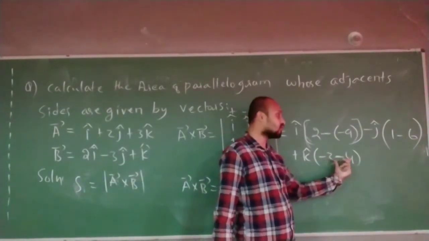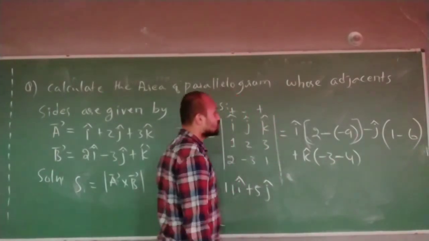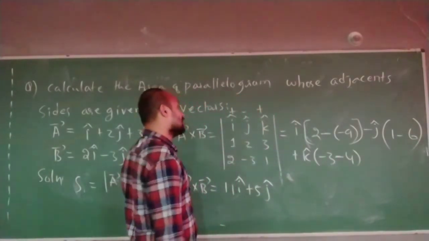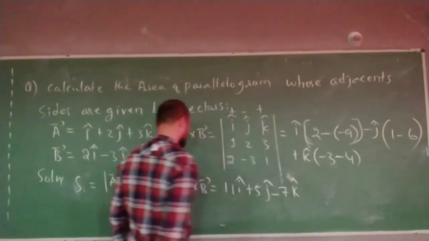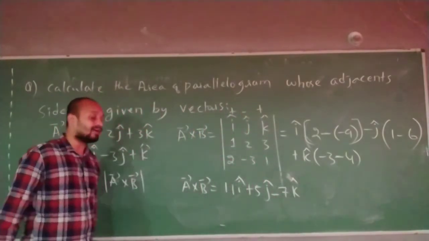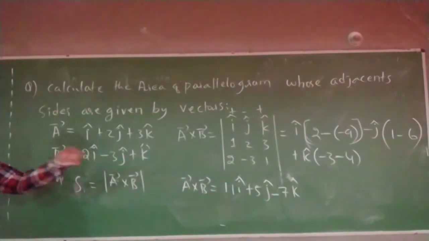Minus 3 minus 4 is minus 7. So minus 7 into k cap. This will become minus 7 k cap. So this is the value of A cross B: 11 i cap plus 5 j cap minus 7 k cap.